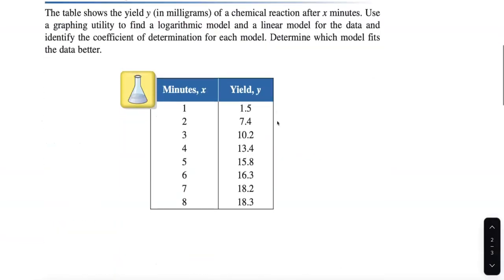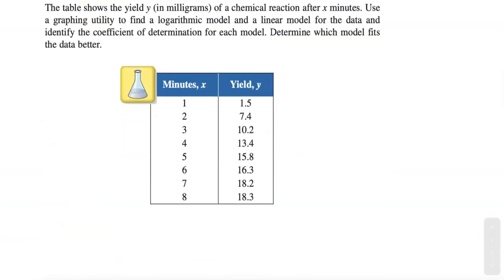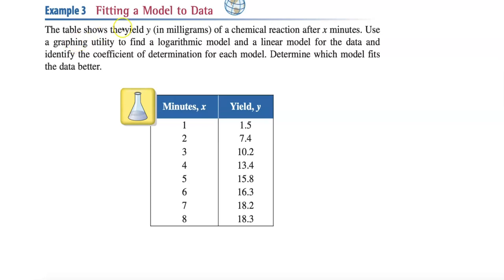Okay. Next, let's do a real world problem. So fitting a model to data. They're giving us minutes and yield. And they want, for a chemical reaction, how much yield we get after so many minutes. Use the graphing calculator to find a log model and a linear model for the data and identify the coefficient of determination for each model. That's like the R. Which model fits the data better?